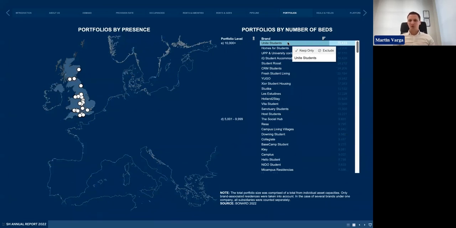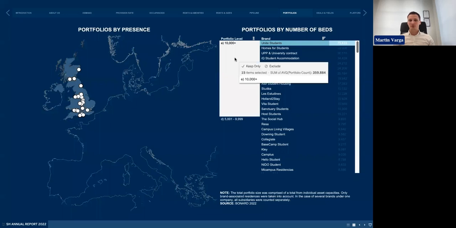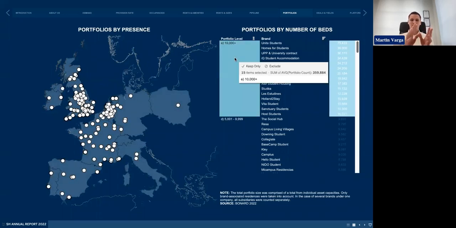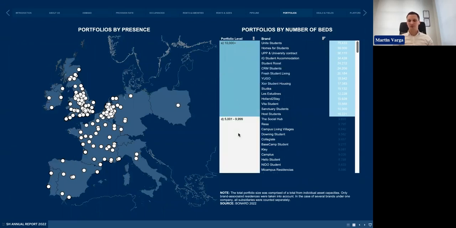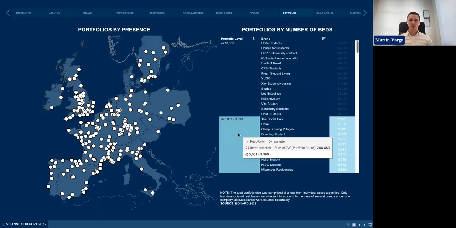In general, if we take a look at the 10,000 plus portfolio, you can see the spread and the distribution of the portfolio mainly in the UK. While if we take a look at the 5,000 to 10,000 portfolios, you can see already more dots across continental Europe, which is also in line with the market that we observe, that continental Europe is, of course, more in development stage, while the UK is the most major market in Europe.